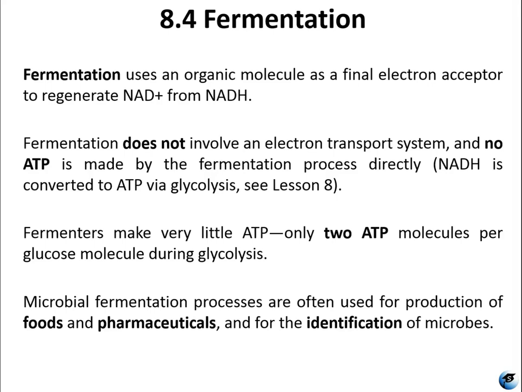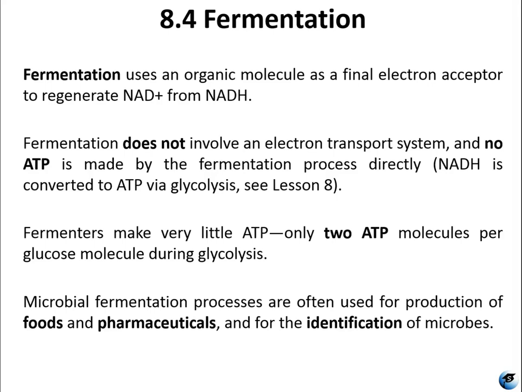No ATP is made directly by fermentation. What happens is fermentation results in NADH production, and then NADH is used in glycolysis as an electron acceptor. And we're going to talk about glycolysis in lesson 8. Fermenters make very little ATP. Fermentation, the process itself, does not make ATP. It makes NADH. But that NADH is used in glycolysis to make ATP. But it's still a very small amount. Okay, so it doesn't make nearly as much as would an electron transport system.